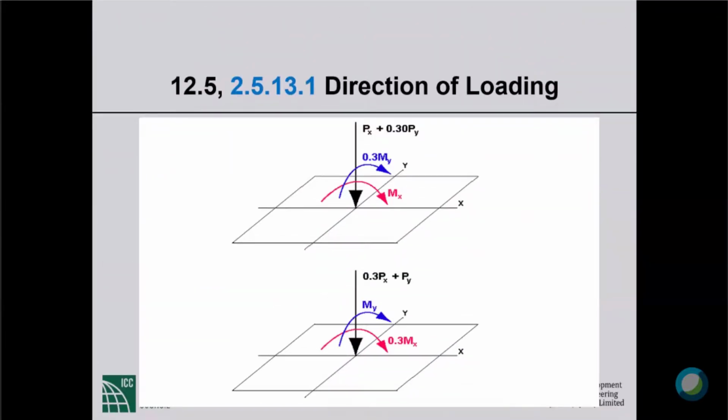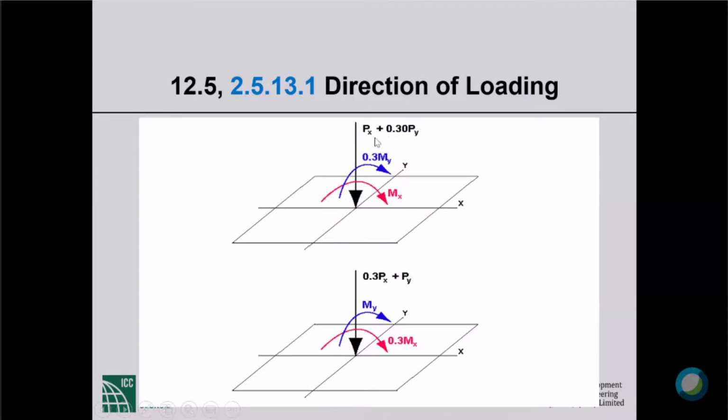Okay. When you have a column that is part of two orthogonal seismic force resisting systems, you have to design the column for 100% of the X earthquake plus 30% of the Y earthquake, or the other way around. Okay? So the X earthquake will cause P sub X axial load, M sub X bending moment about the Y axis, and M sub Y bending moment about the X axis.